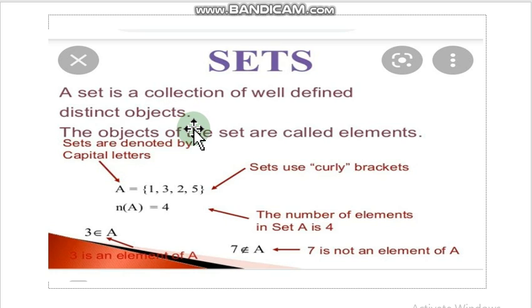Now, the objects of a set are called elements or members of the set. And sets are denoted by capital letters. And in sets, we use curly brackets. So if you see this one, there's a curly bracket here, there's another curly bracket here.